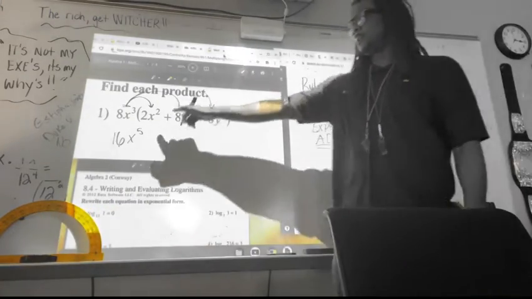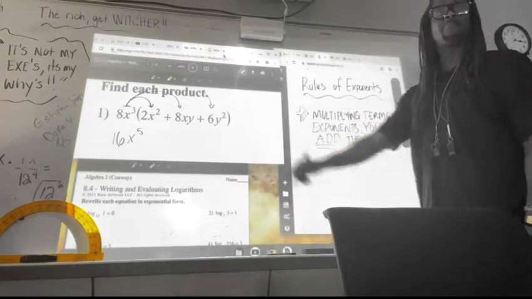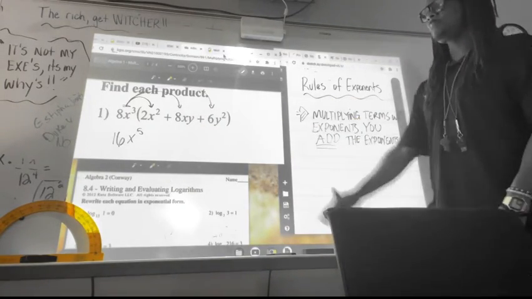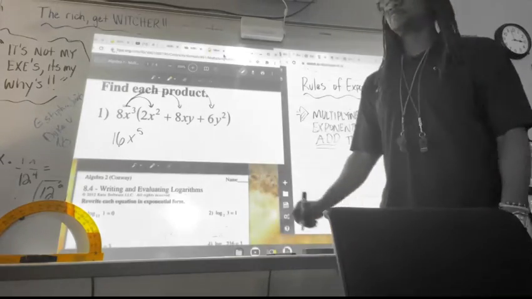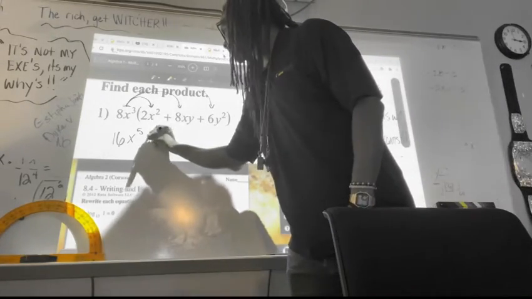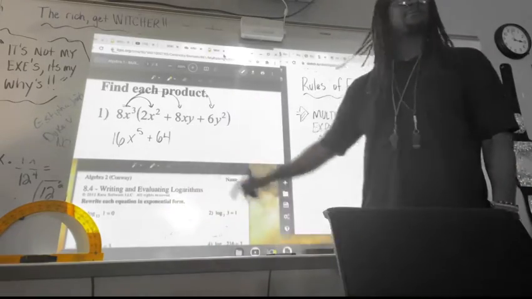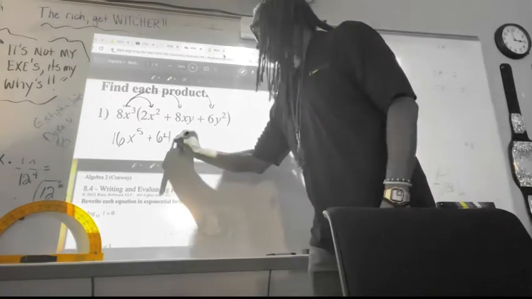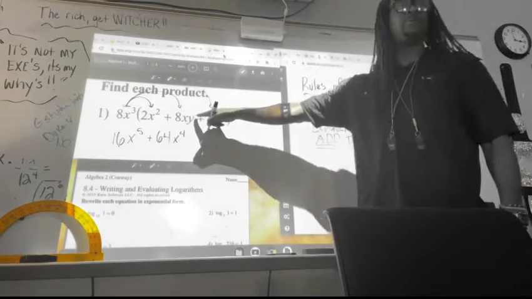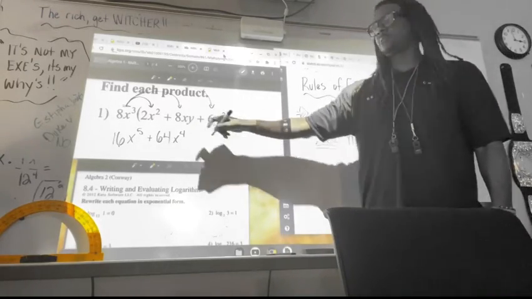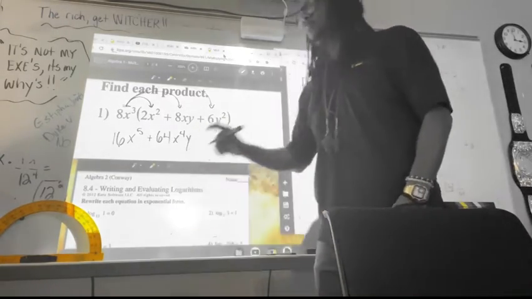8x to the third times 8xy. 8 times 8? 64. X cubed times x. Mm-hmm. And then what else? What do we have here remaining? Just a y.